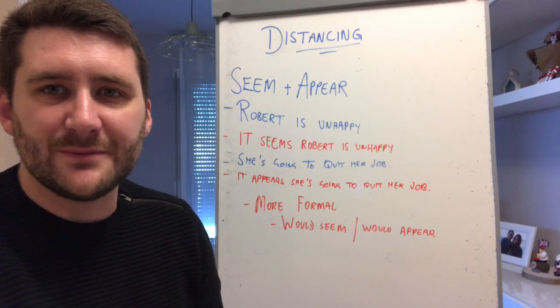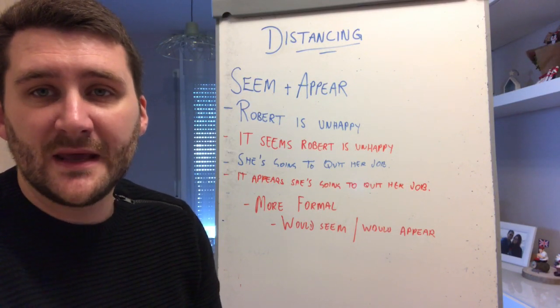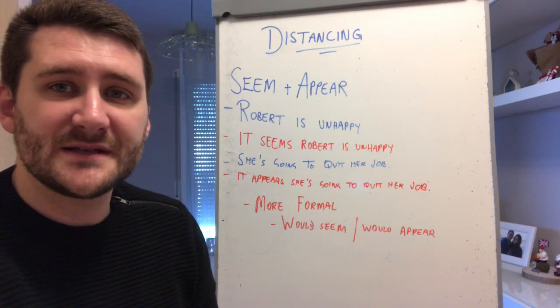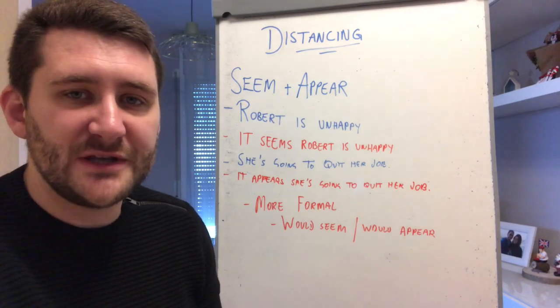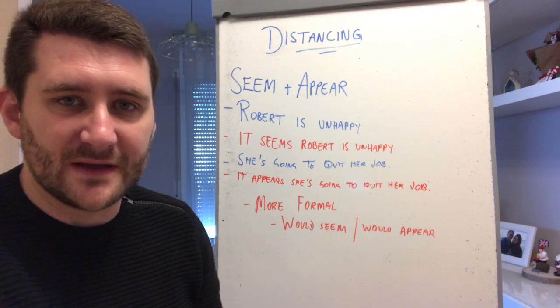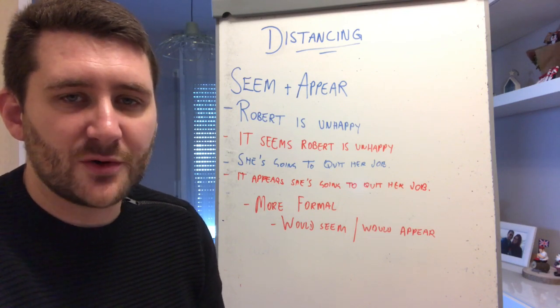Okay, so we'll start quite simply with a couple of verbs here. I'm sure you're familiar with them. They are seem and appear. Now these 2 verbs, just by using these verbs, we are separating ourselves from the information. Let's take a quick look.